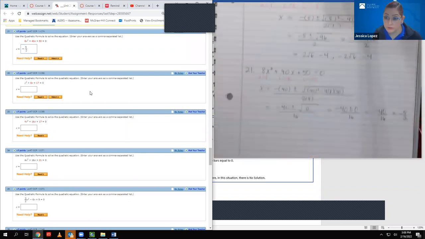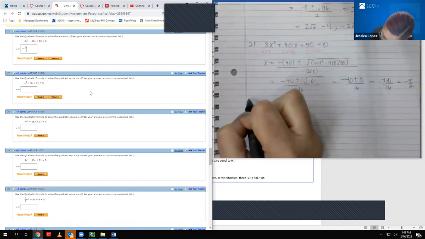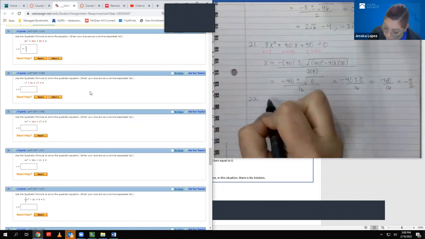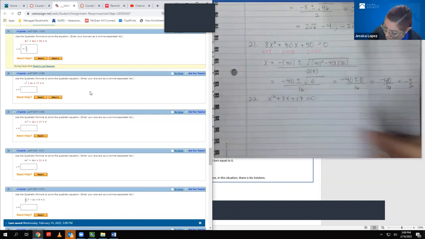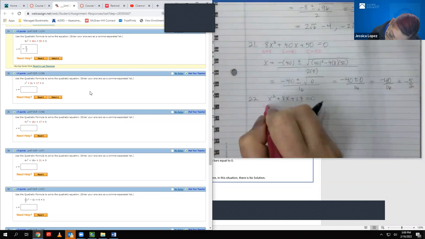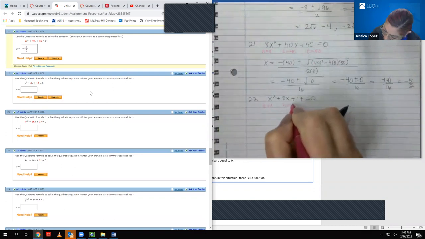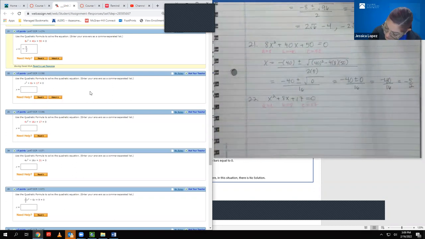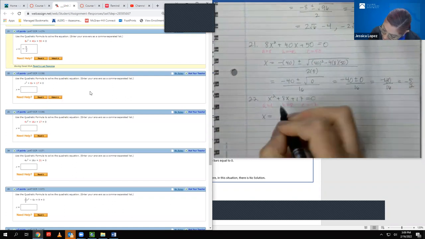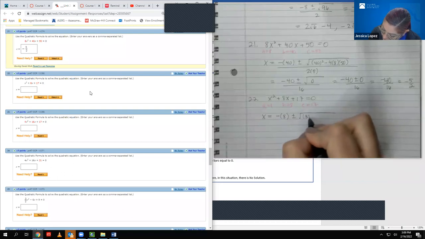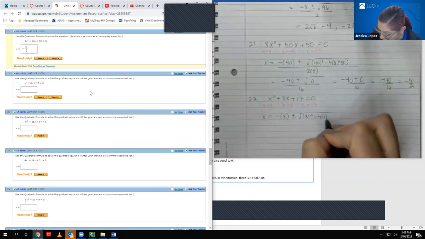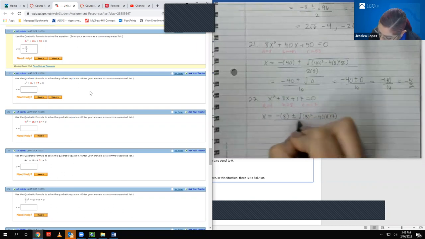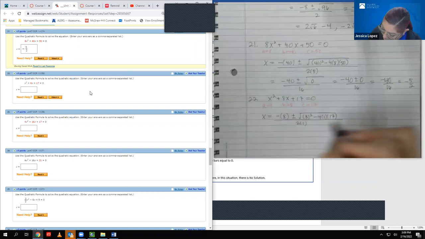Moving on. We're going to do now 22. So in 22, we have x squared plus 8x plus 17 equal to 0. So here, a is equal to 1, b is equal to 8, c is equal to 17. So quadratic formula, x is equal to negative 8 plus or minus the square root of 8 squared minus 4 times a times c, all over 2 times a.